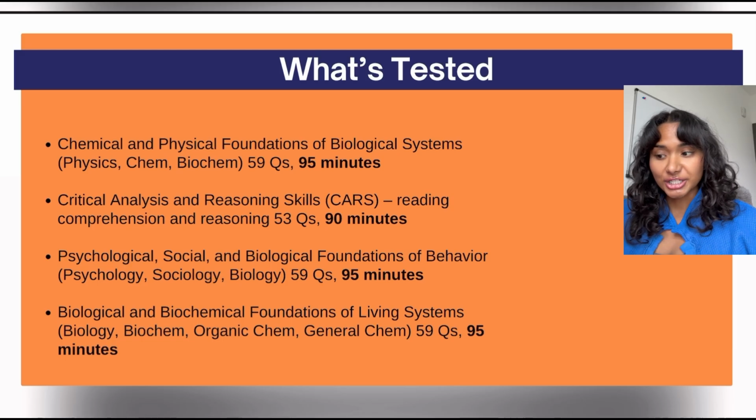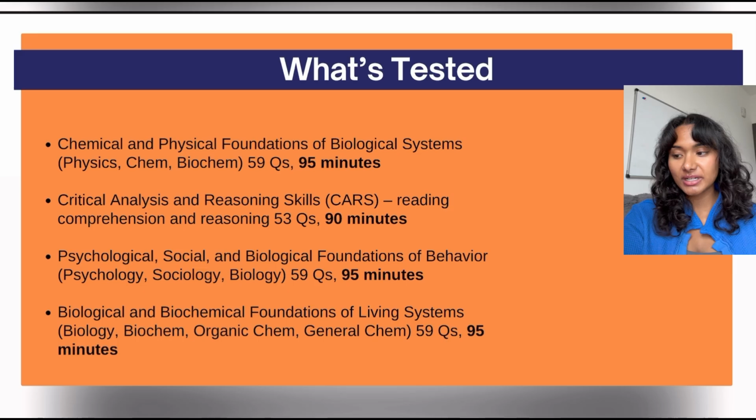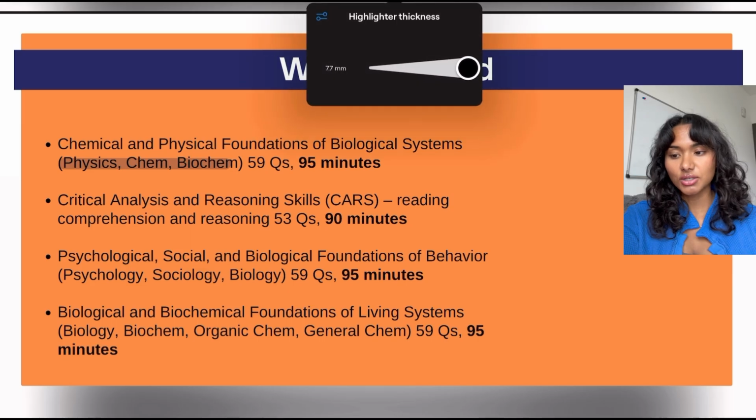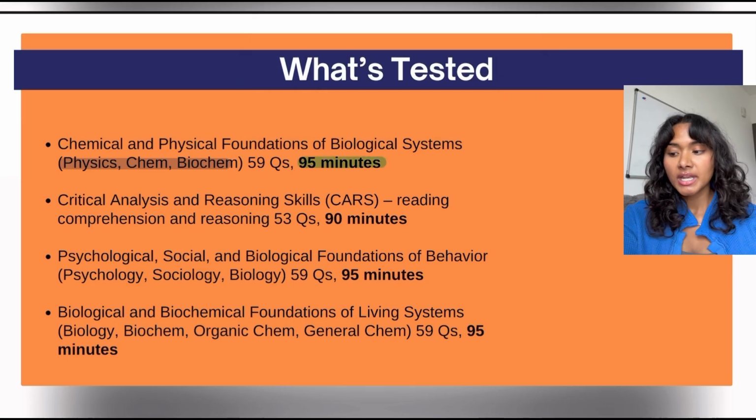There are 4 sections. The first one is the Chem and Phys section, which is physics, chemistry, and biochem, and it's 59 questions in 95 minutes. Then it's the CARS section, which is critical analysis and reasoning skills. This is reading comprehension, and this is 53 questions in 90 minutes.